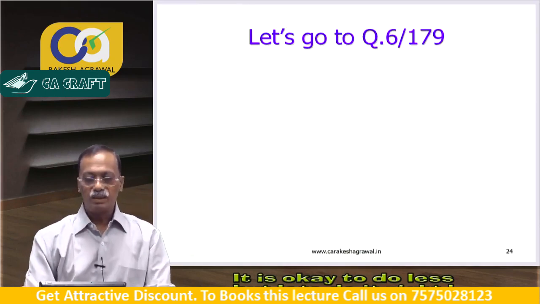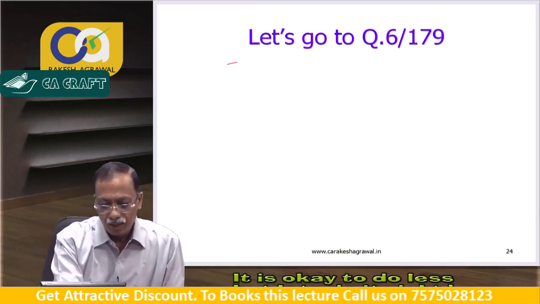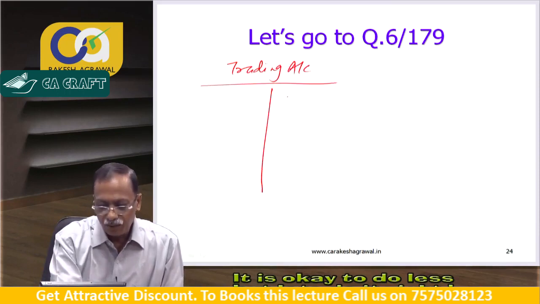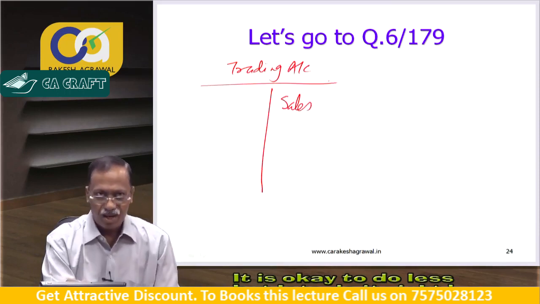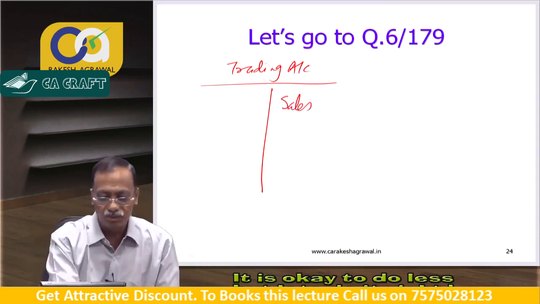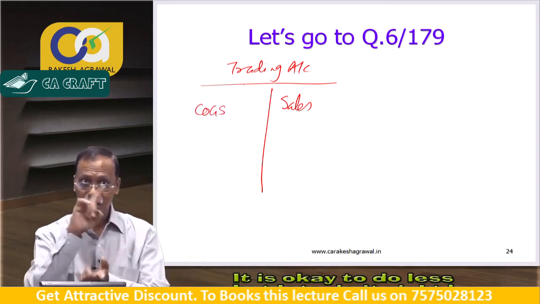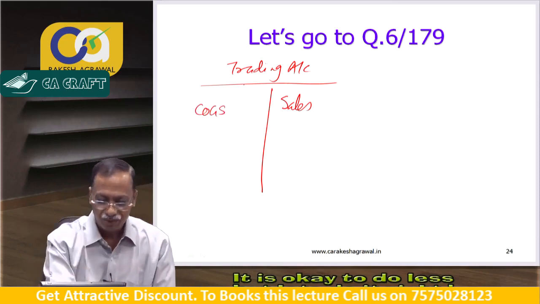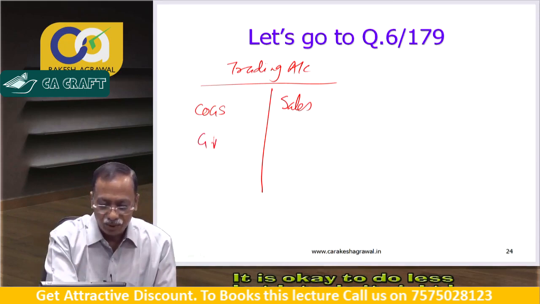Okay, understand this. Let us say our trading account. In trading account, we take sales and after the stock adjustment, that is opening stock plus purchase minus closing stock, you will get cost of goods sold. Sales minus cost of goods sold, you get gross profit, correct? And gross profit divided by sales, you get GP ratio.